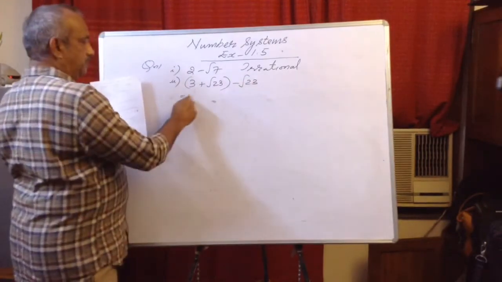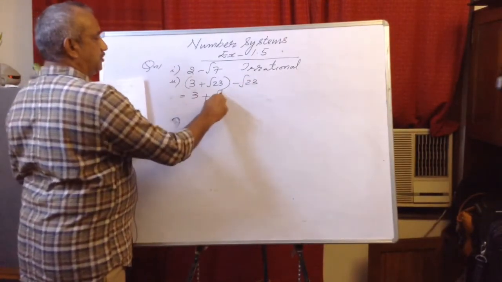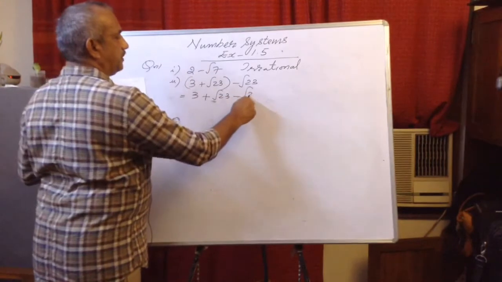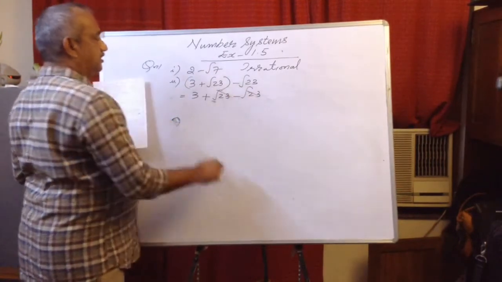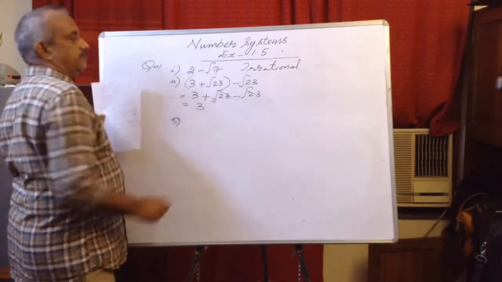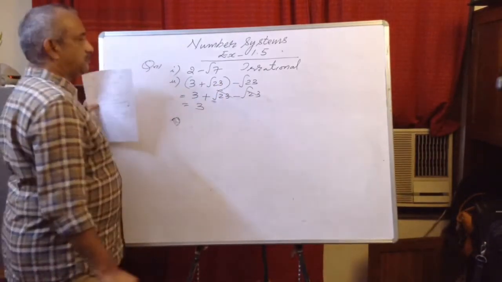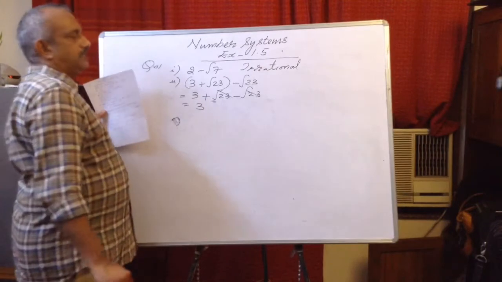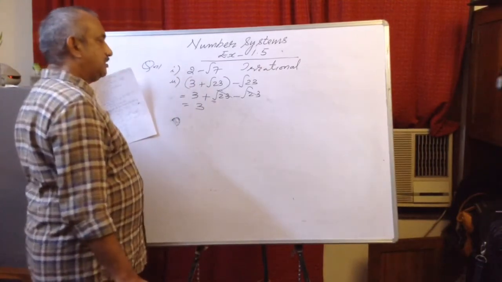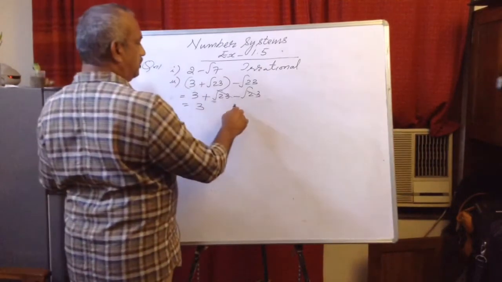Second one, say 3 plus root 23 minus root 23. Let us try to simplify. Open the bracket. 3 plus root 23 minus root 23. This is getting cancelled. So we are getting 3 only. Root 23 minus root 23 cancelled. Only 3 left. And what is 3? Rational.